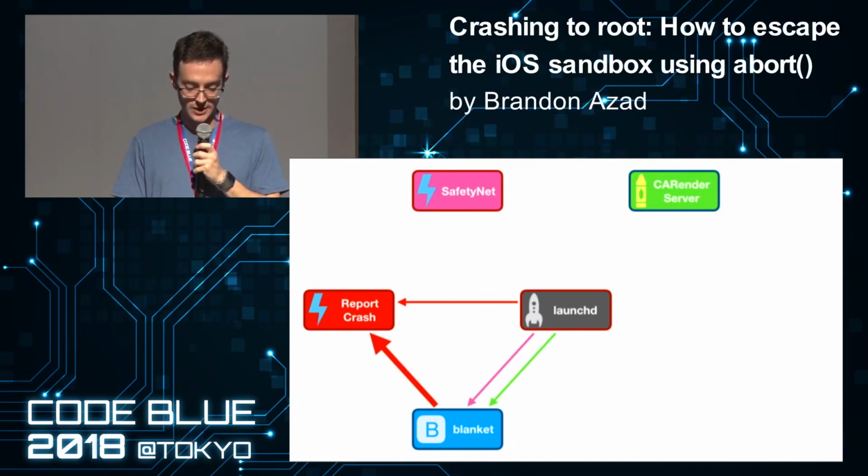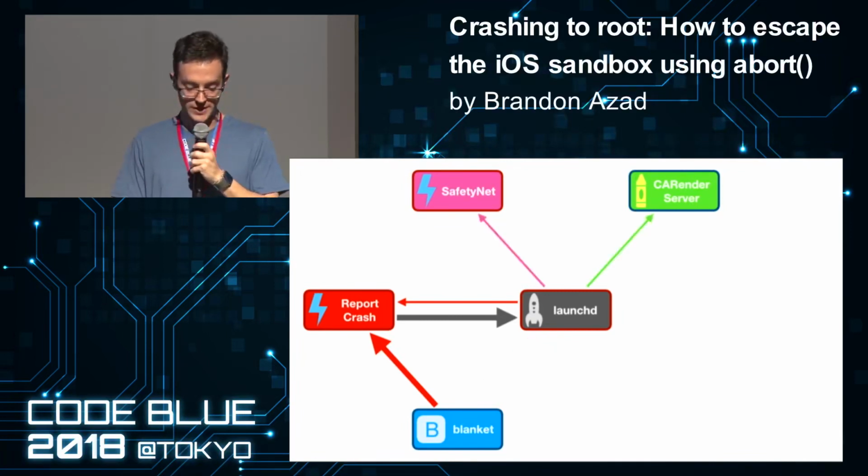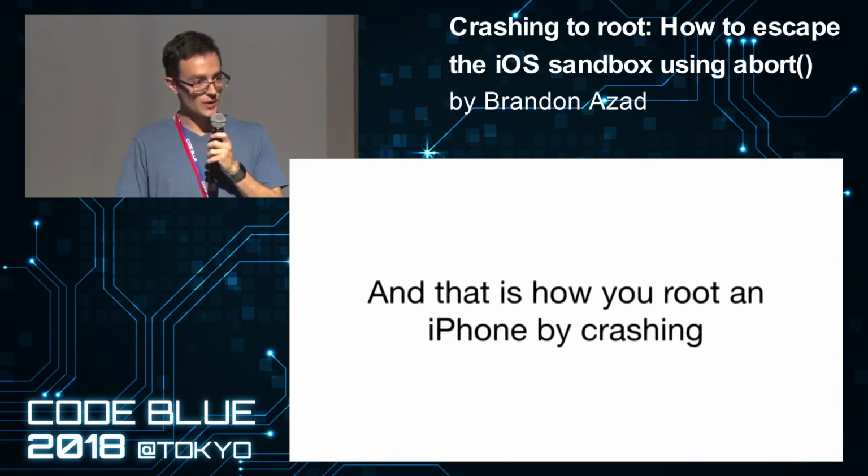And at this point, we can restore the host exception port to default. And then using report crash's task for PID privileges, we can take control over launchd. And once we have control over launchd, we can fix up the ports that we messed up earlier. And then finally, we can make report crash spawn our payload binary as unsandboxed root and task for PID. And that is how you root an iPhone by crashing.